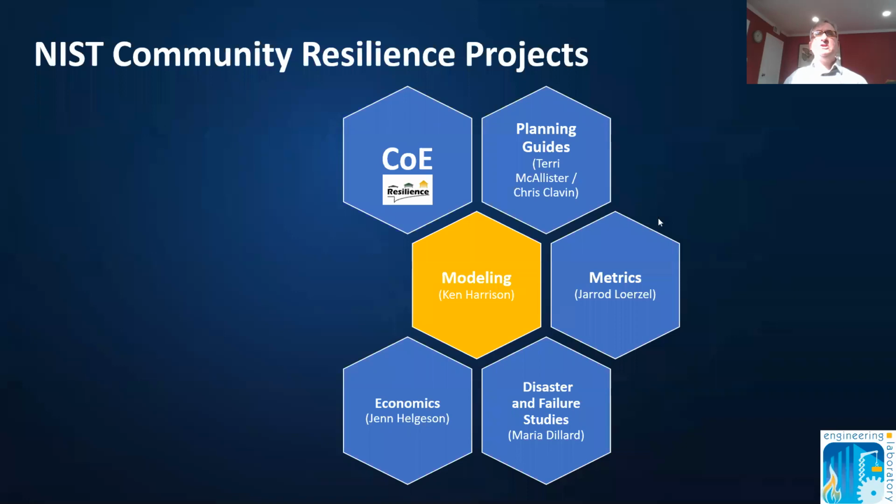So we have a number of projects. When I joined, I was on an existing project for modeling of community resilience systems. But it's important to note that we have a lot of other efforts. One, we have this large center of excellence that we fund out of Colorado State. They're doing a lot of research and developing a similar tool, but with different aims or a different design. So we have the planning guidance.